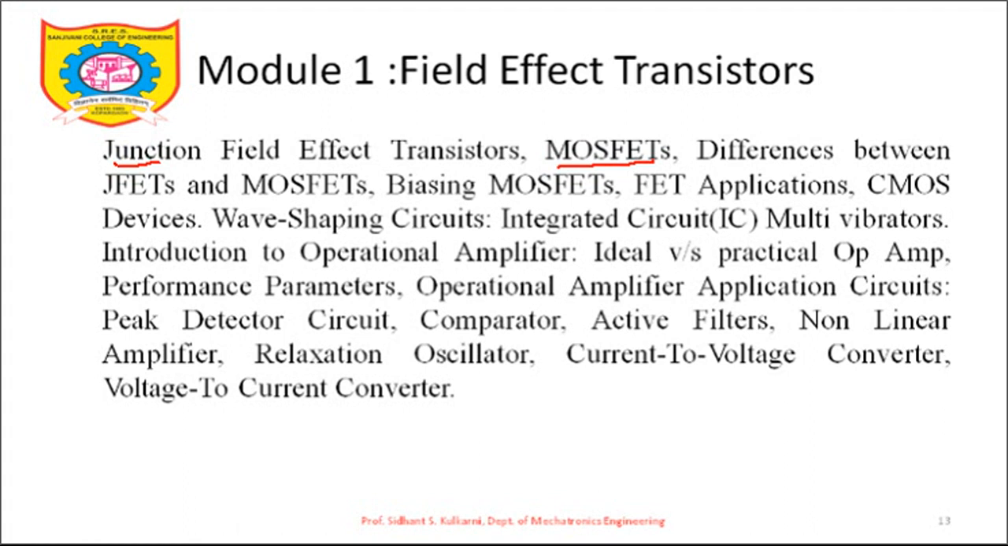Also we will go through the CMOS devices, then wave shaping circuit, integrated circuit and multivibrator. We will study it as the operational amplifier. So in your first unit, second half part consists of introduction to the operational amplifiers and ideal versus practical characteristics of the op-amp, performance parameters, operational amplifier application circuit just like peak detector circuit, comparator, active filters, non-linear amplifier just like zero crossing detector, relaxation oscillator. We have one practical based on relaxation oscillator also, current to voltage converter and voltage to current converter.